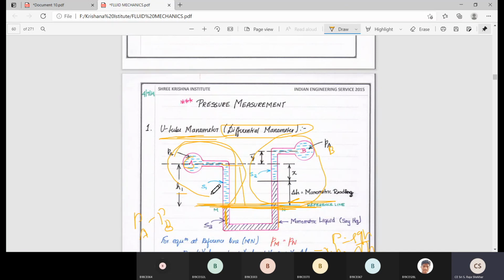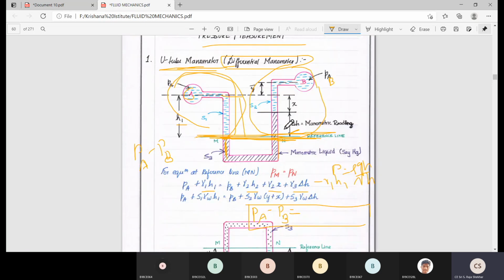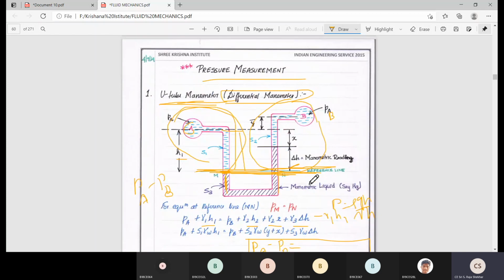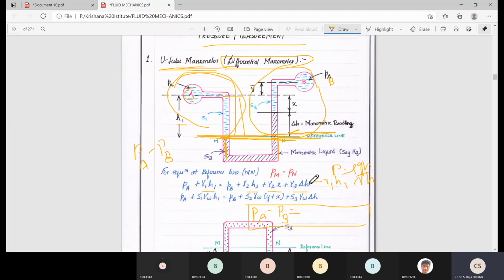Okay, so with this I am concluding this session. We will go into detail about this pressure measurement. The pressure measurement topic is not detailed in the course book, so I will prepare notes on the U-tube manometer and pressure measuring devices as a special class. We will take the special class in the next session.